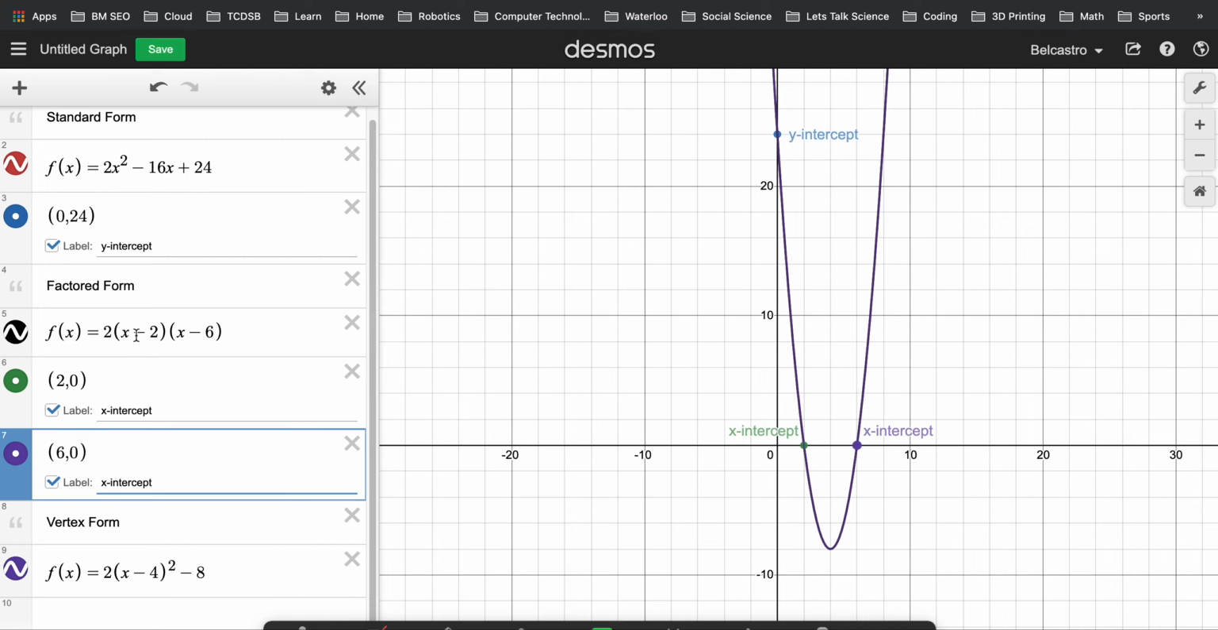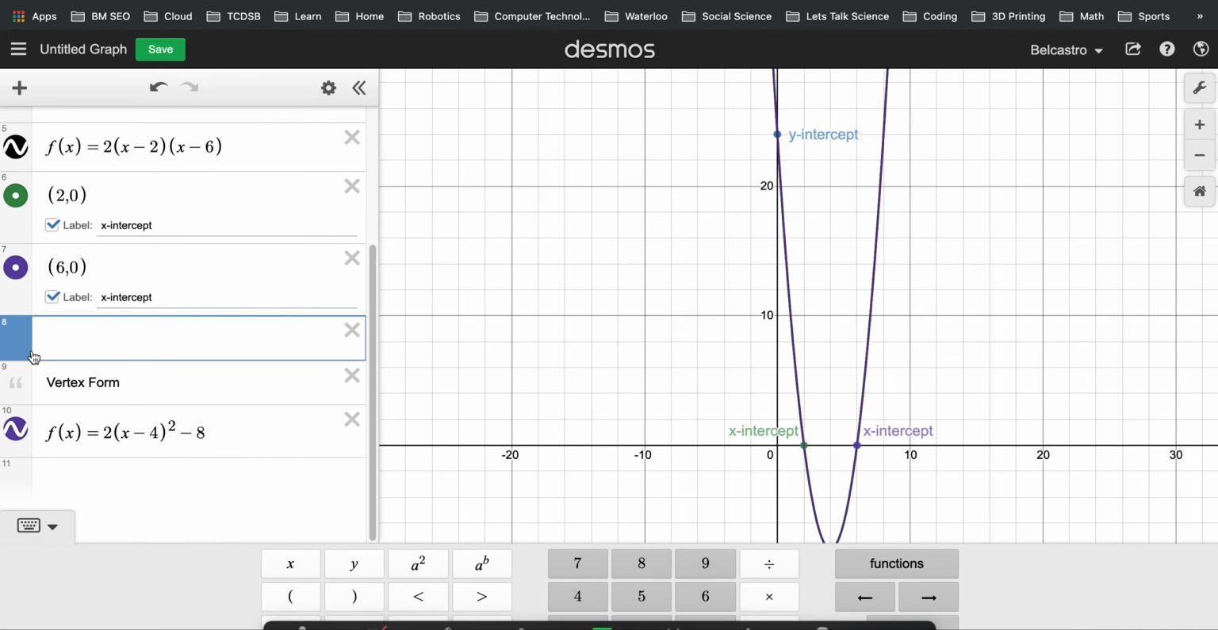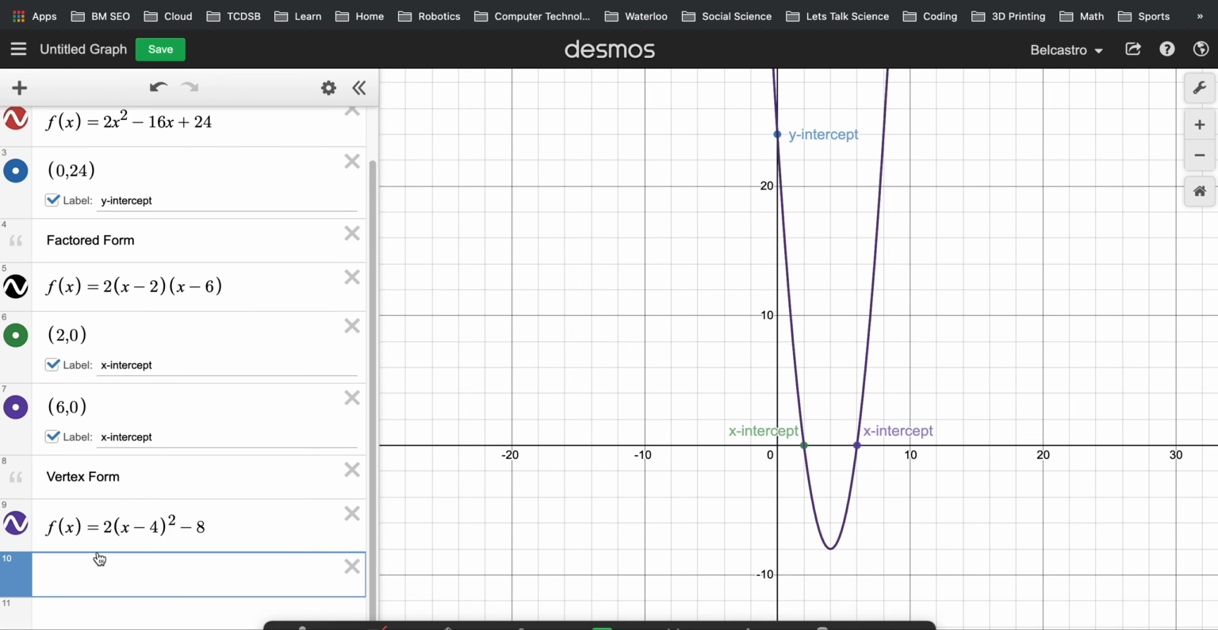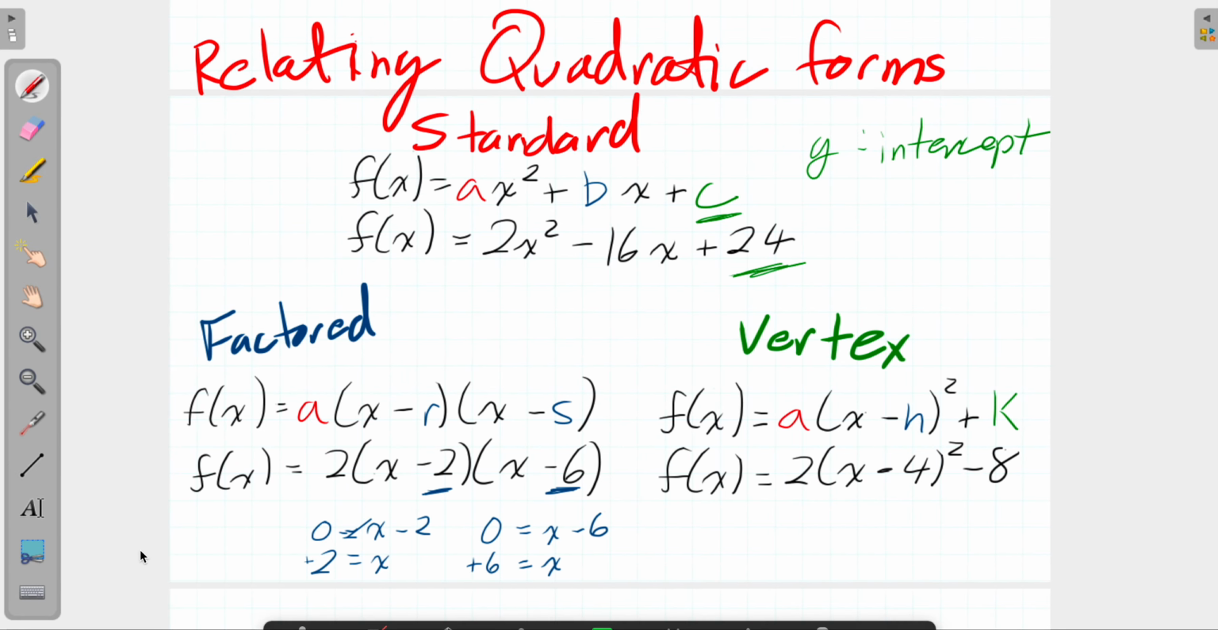And again, so I wrote in -2, but remember we had to isolate that bracket by setting it equal to 0, and when we did that, it became positive. So that's why I have those positive x-intercepts. Finally, the vertex form is pretty straightforward. It tells you exactly what it's going to give you. It tells you what the vertex is going to be. And in this case, that happens to be the h and the k value.